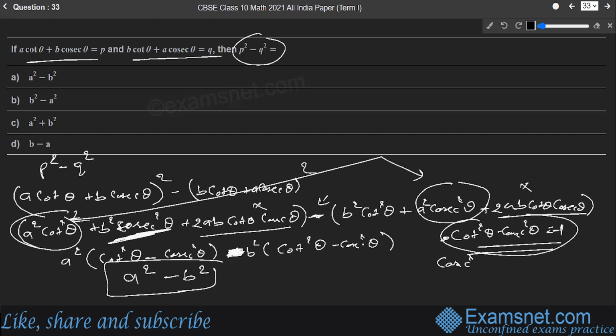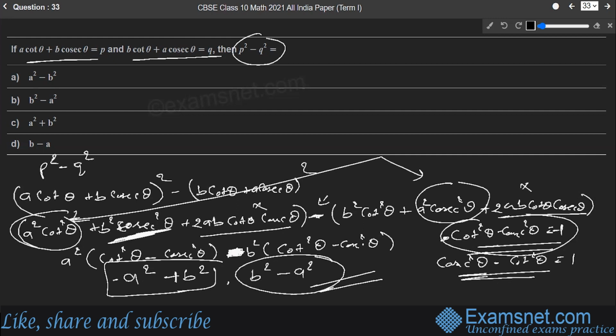So rather cosec square theta minus cot square theta is equal to 1. This is the identity the reverse way. So the value of these two should be minus 1. So it should become minus of a square plus of b square. So that is ultimately b square minus a square, which is available in option number B, and that is going to be the right answer.